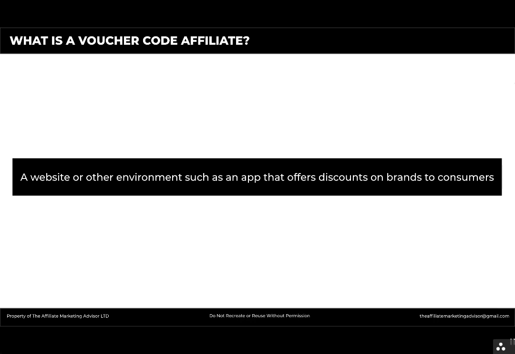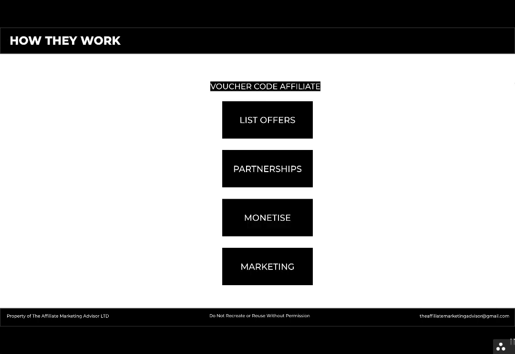In essence, a voucher code affiliate is a website or environment, such as an app, that offers discounts on brands to consumers. What a voucher code affiliate will do is they will first go out into the marketplace and begin to list different offers that advertisers have and are promoting. They will then seek to make partnerships with those advertisers through an affiliate relationship. They will then seek through those partnerships to monetize those offers by having the affiliate tracking in them, whereby they start to receive a commission if they help influence someone to make a purchase.